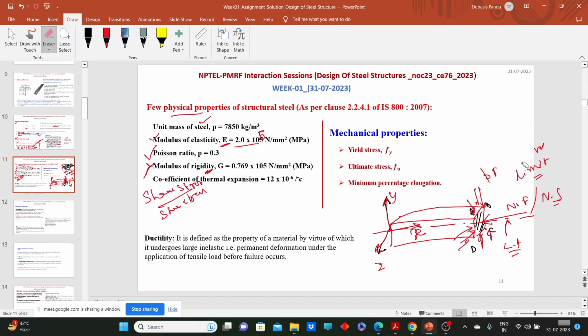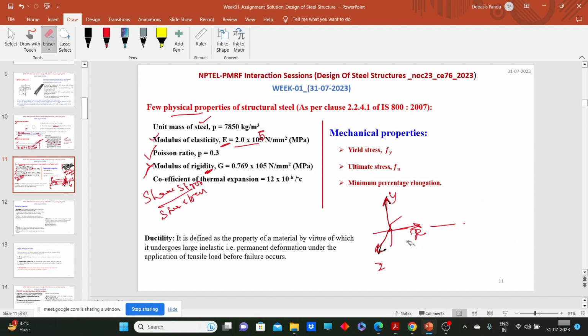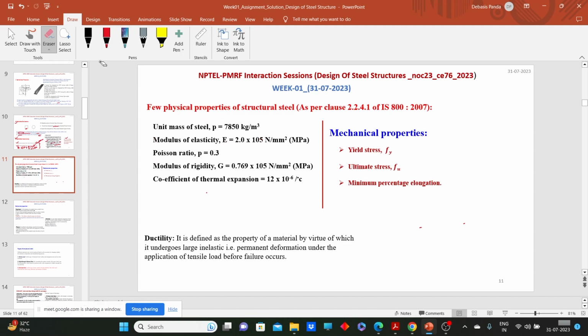Now what do we call the mechanical properties of the steel? किसे हम mechanical properties बोलेंगे? The properties which we can derive, obtain, or observe from the application of external loads or stresses, we call them the mechanical properties of the material. So the first mechanical property is the strength.